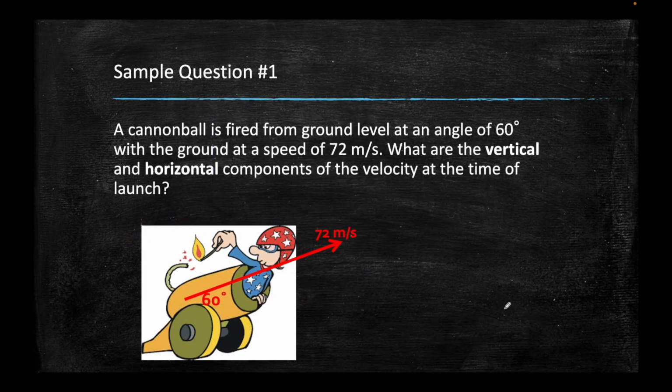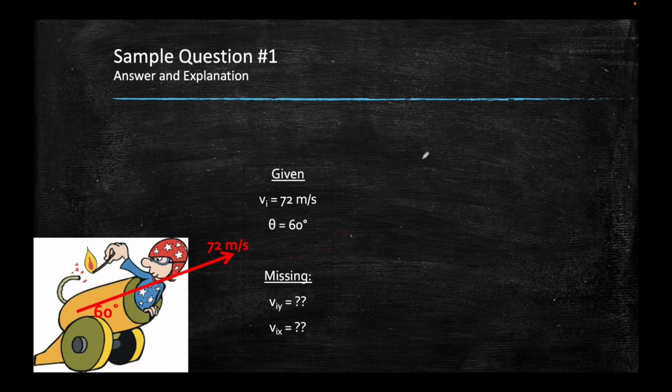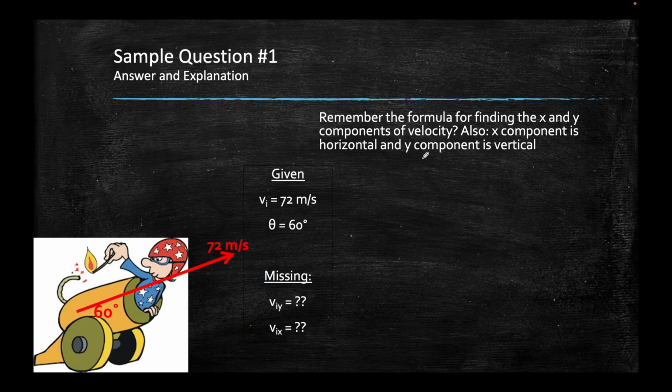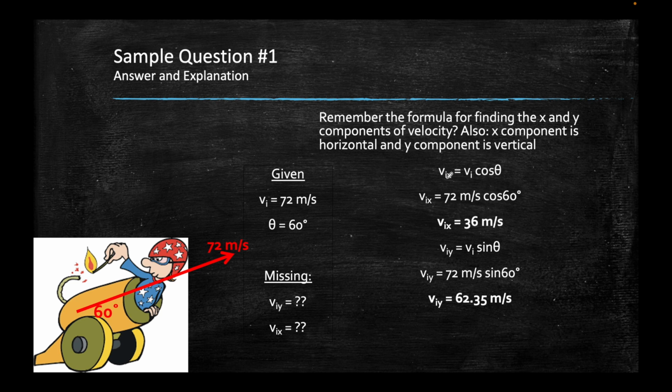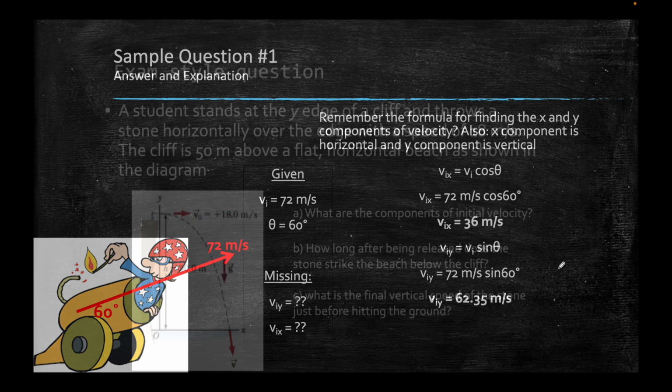So here's a different sample question. A cannonball is fired from the ground at an angle of 60 with the speed of 72. What are the 2 components? Like we said, horizontally is always going to be cos. Vertically is always going to be sine. So I could do 72 cos 60. In this case, I'll get 36. And the vertical will be 72 sine 60, that'll be 62.35.